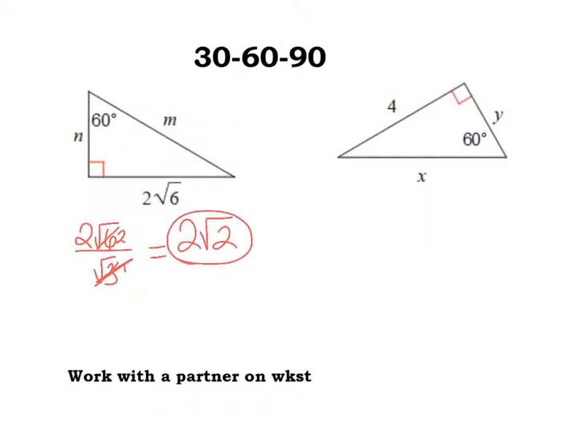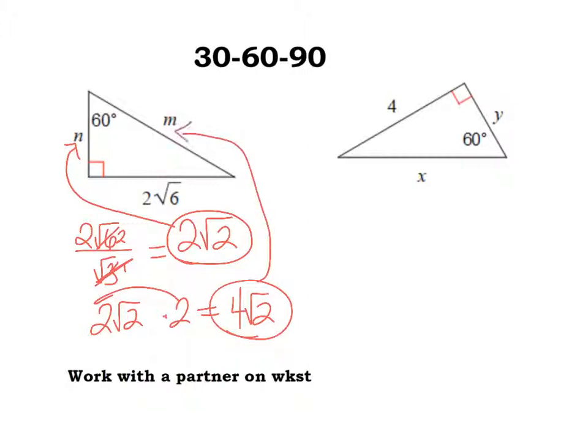Now what we just found here is the short leg. We worked our way to the short leg. Now, to go from short leg to hypotenuse, that's a different relationship. I am going bigger, so I'm going to multiply. If you look back, to get from short leg to hypotenuse, you have to double it. So I'm taking a 2 root 2 times a 2. You can multiply like parts, so these 2's get to multiply. The radical 2 stays put. So this is the hypotenuse. A little bit more work on the 30, 60, 90s.